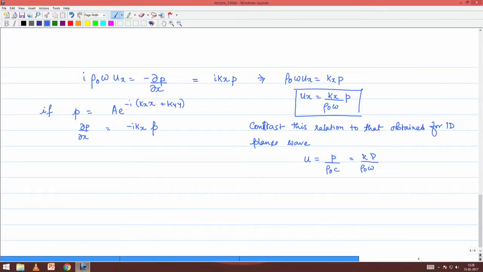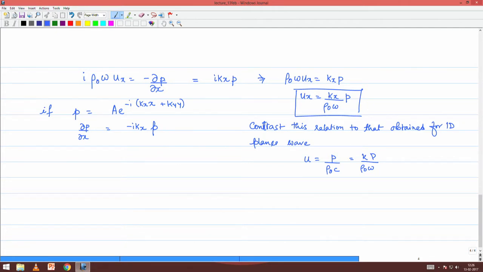So, all that we see now is that the velocity to pressure relation remains almost the same, except that you have to correctly account for the direction, because now you have two directions in your coordinate system, x and y. U along the x direction will be given in terms of k along the x direction. Similarly, u along the y direction will be given with respect to k along the y direction, and the factor in the denominator rho 0 omega is just the same. So, we have this relation which tells us u x is equal to k x by rho naught omega.